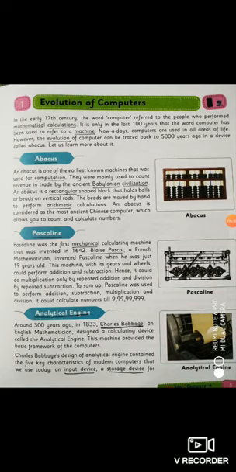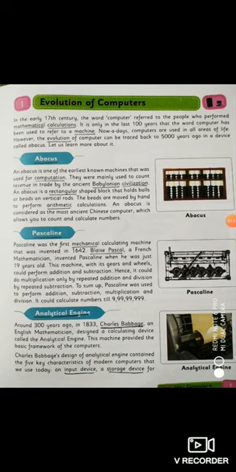Let's see what is next. Pascaline. Pascaline was the first mechanical calculating machine that was invented in 1642. Blaise Pascal, a French mathematician, invented Pascaline when he was just 19 years old. So what is Pascaline? It's the first mechanical calculating machine.